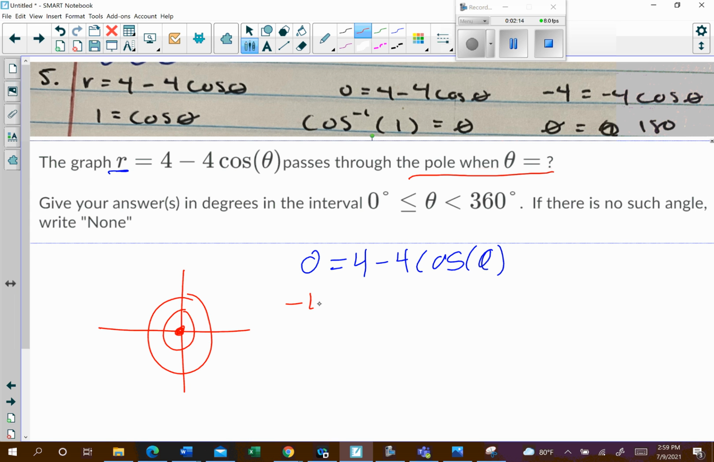So if I subtract 4 from both sides, and you could probably do this in your head, you probably don't even need to solve this. Divide by negative 4, you'll get 1 equals cosine of theta.